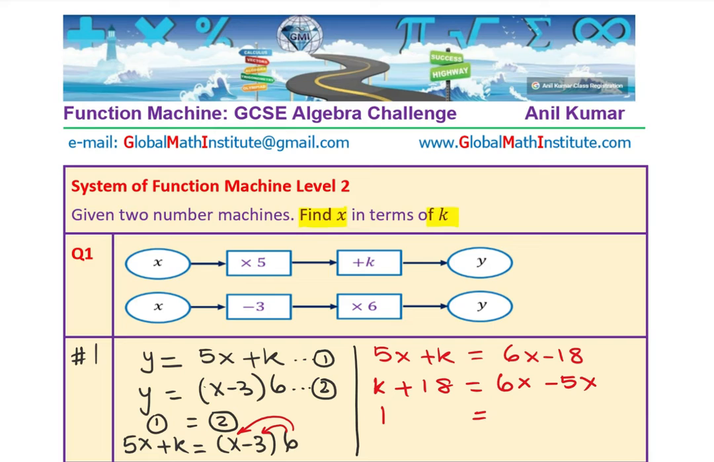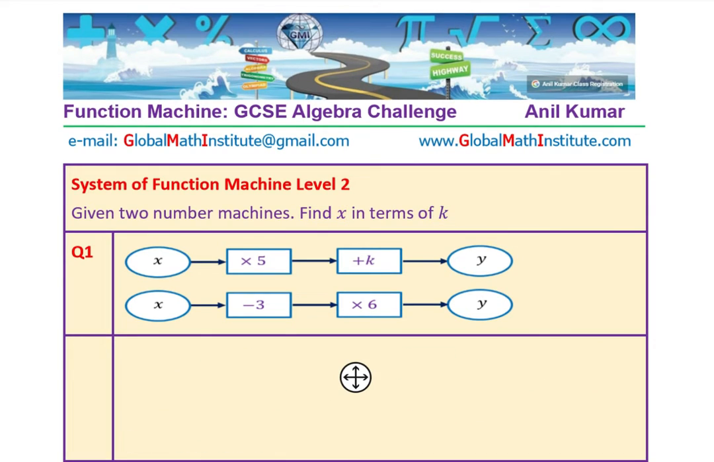Now we get the expression we are looking for, which is k plus 18 is equal to x, since 6x minus 5x is indeed x. So we have our operation. You see that? That is how we need to solve this particular question. You get an idea, right? So that becomes our solution.